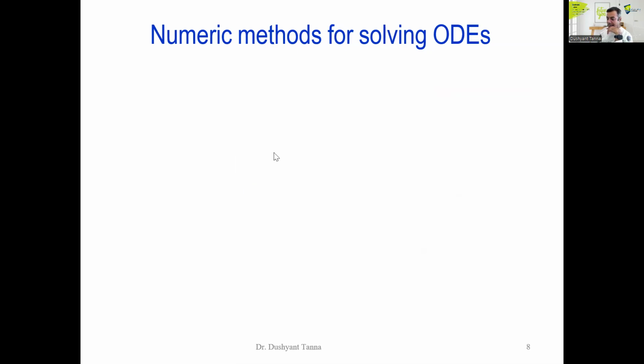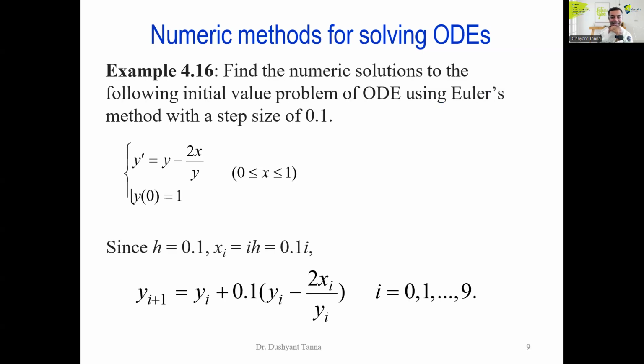Right. So let's now look at an example. Find the numerical solution to the following IVP, or initial value problem, of an ordinary differential equation, ODE, using Euler's method with a step size of 0.1. So y' is equal to y minus 2x over y, y of 0 is 1, y of x0 is equal to y0. So you are given this, h is 0.1.